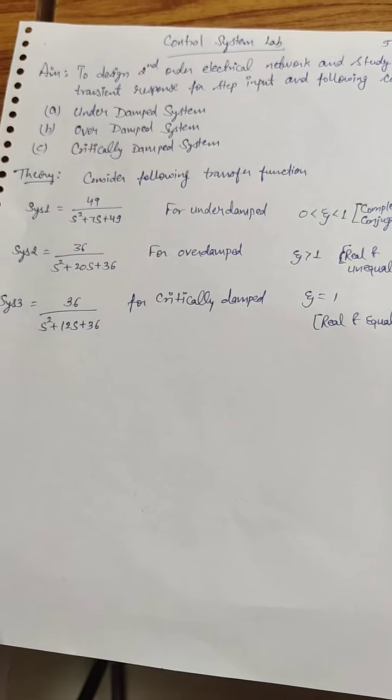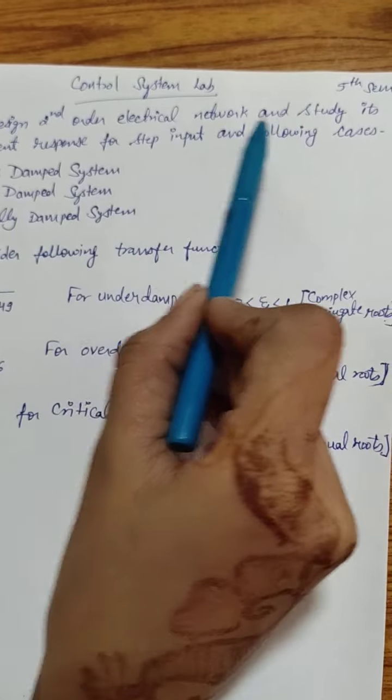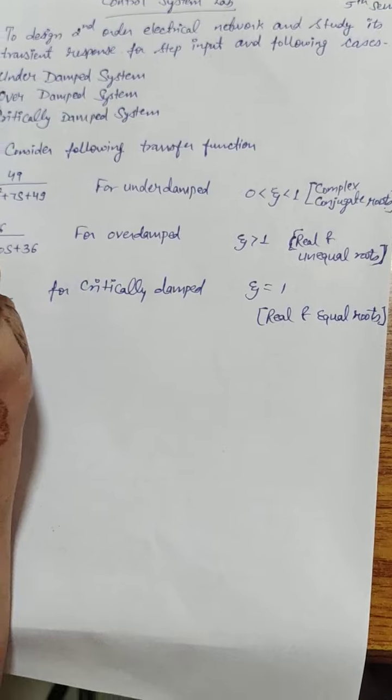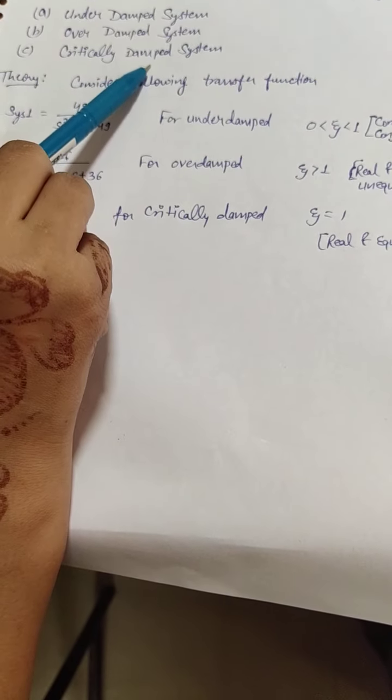In this video, we will describe the designing of a second order electrical network, and then we will study its transient response for step input in the following cases. First one is underdamped case, second one is overdamped case, and third one is critically damped case.